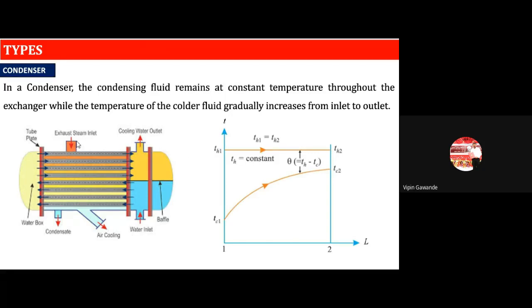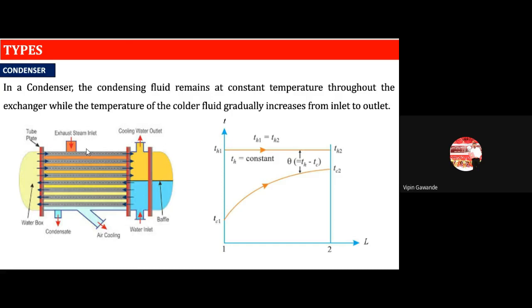Now here we have the steam, that is the hot fluid. There is a phase change of the hot fluid, so it always occurs at constant temperature. That's why we have to keep TH1 and TH2 the same, that is equal. So that's why we have drawn the horizontal line there.